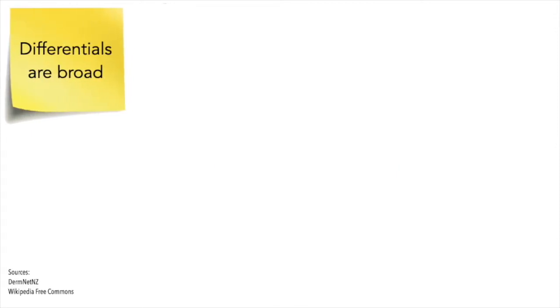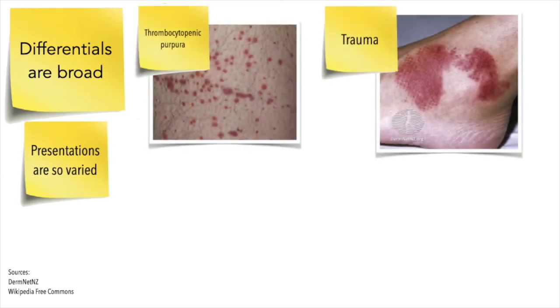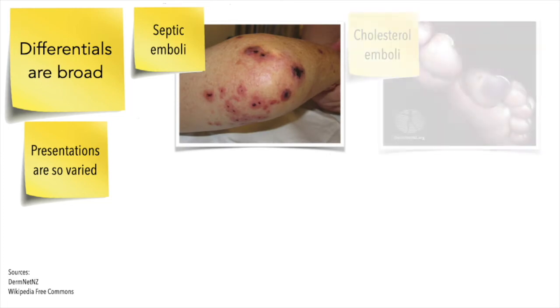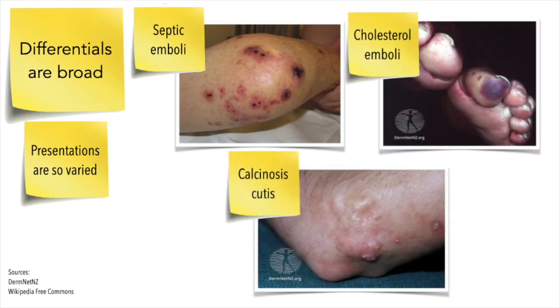Differentials are broad since the presentation is so varied. Included in the differentials are thrombocytopenic purpura, trauma, scurvy, disseminated intravascular coagulation, septic emboli, erythematosus embolism, and calcinosis cutis.